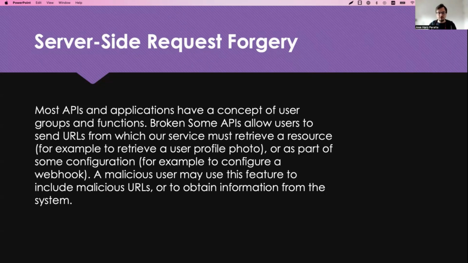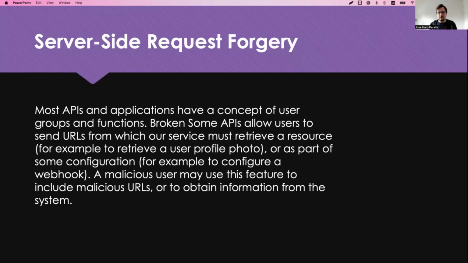And a user may want to do this to do a port scanning, for example. So if a user includes a URL, for example, localhost 5432, that's the Postgres default port, they may figure out that we have certain databases or certain services running inside the server. And by leveraging this information, they may find a way to break into our system.